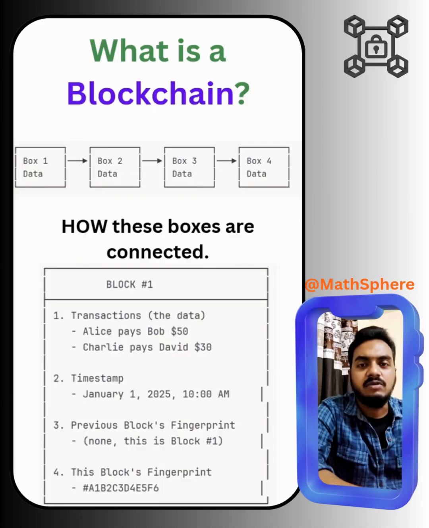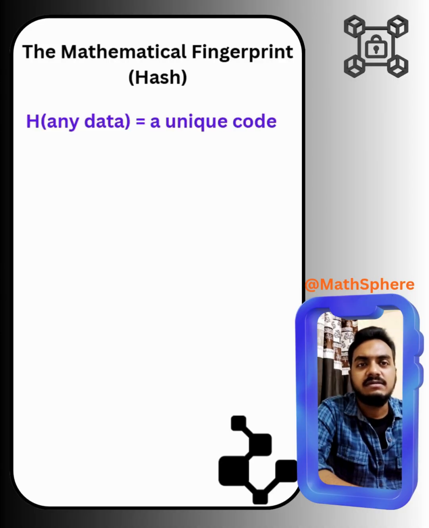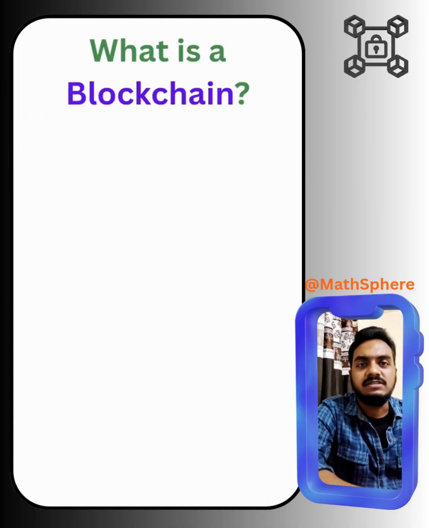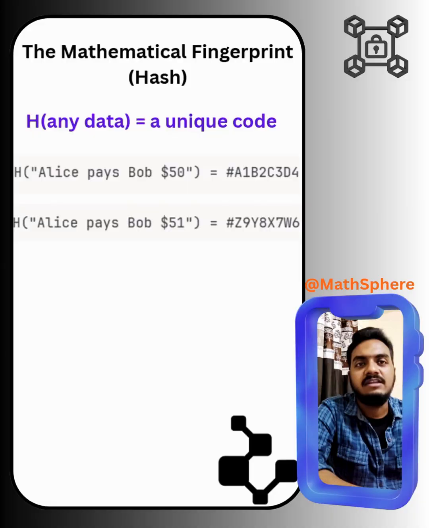Now let us understand how the hash works. Imagine it is just like some magical formula. It is denoted by capital H. Like we have all studied about functions, it takes some input values and gives some output values. Here H is a function which takes any data and assigns a unique code for that data. For example, if we have the message Alice pays Bob $50, and we apply the hash function to this message, it will give us a code. You can see here that it is hashtag A1B2C3D4.